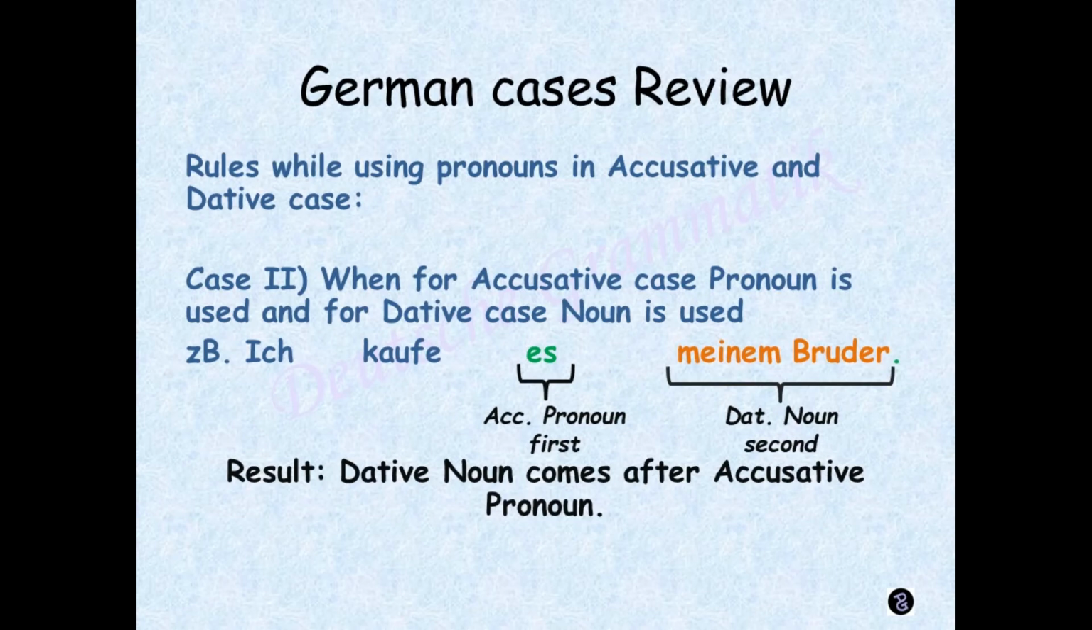The second case is when for accusative case pronoun is used and for dative case noun is used. For example, ich kaufe es meinem Bruder. Here the result is dative noun comes after accusative pronoun. Here also, if you interchange the positions of es and meinem Bruder, it's wrong.